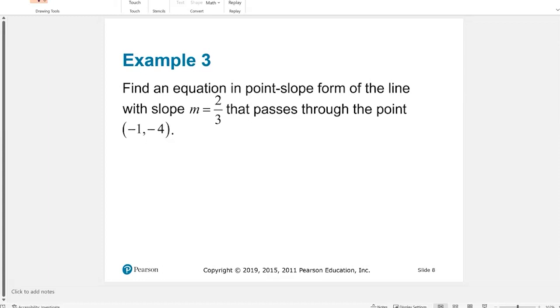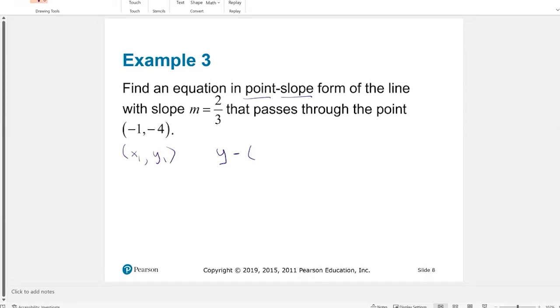Okay, so let's do some problems. We want to find an equation in point slope form of the line with slope m equals 2/3 that passes through the point (-1, -4). Now it's really easy because I have a point and I have the slope. This is x1 comma y1. So I have y minus... nope, that's my x. Sorry about that. I keep making mistakes.